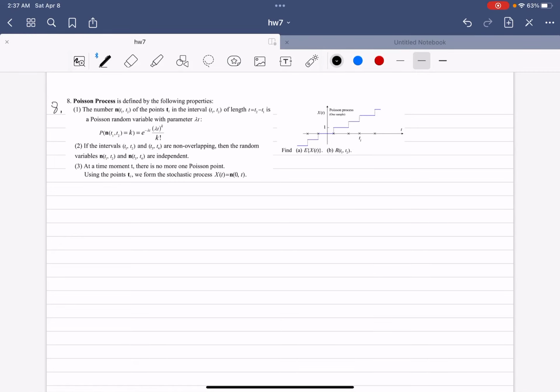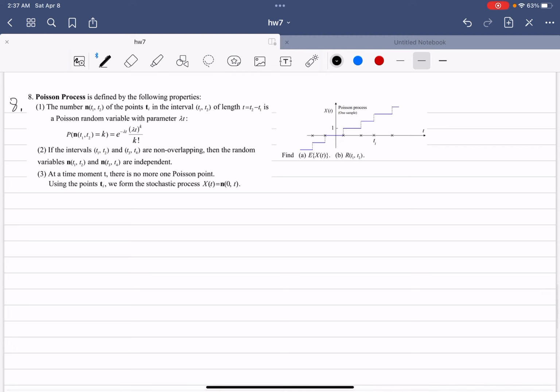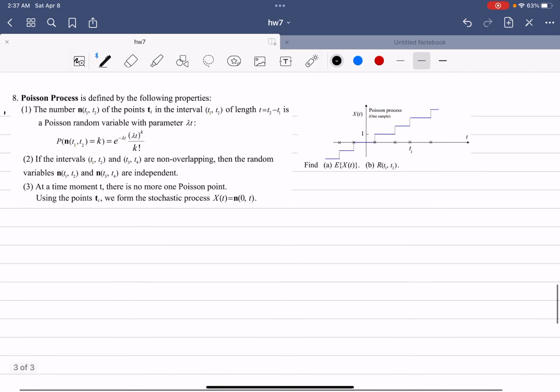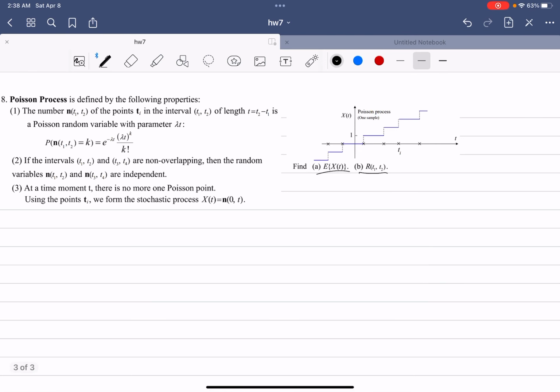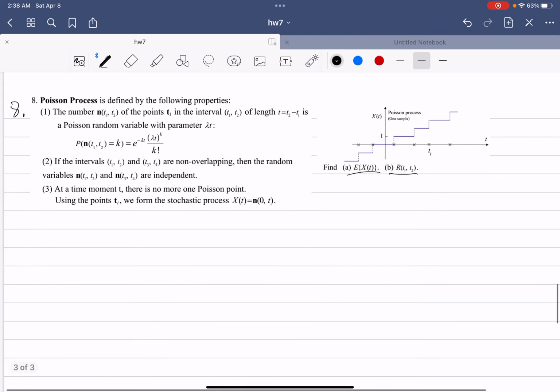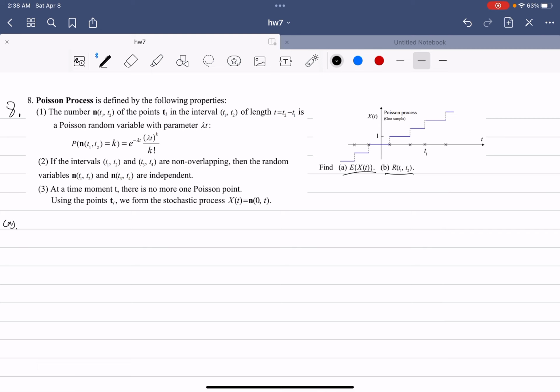Hi, I'm hw7q8. Now let's do the eighth question of homework 7. We are given a Poisson process, and we need to find the mean of X(t) and the autocorrelation R(t1, t2). Now let's do the first part.